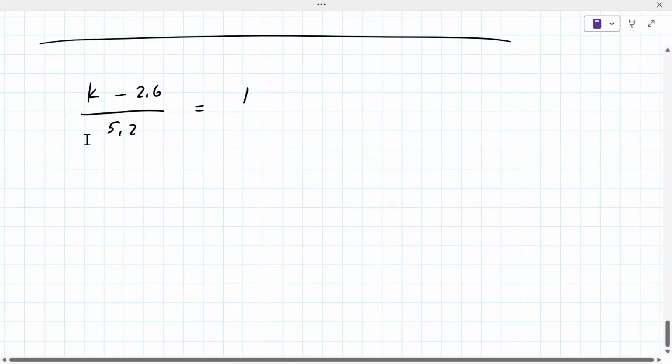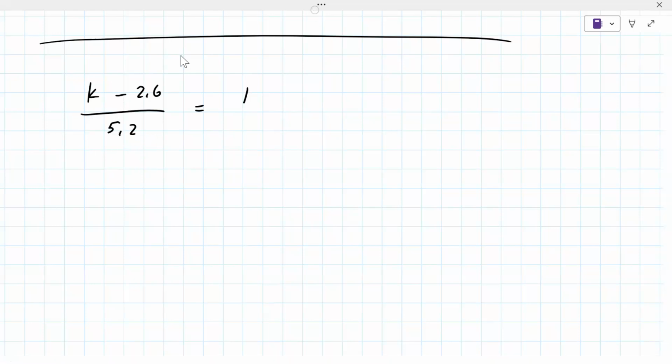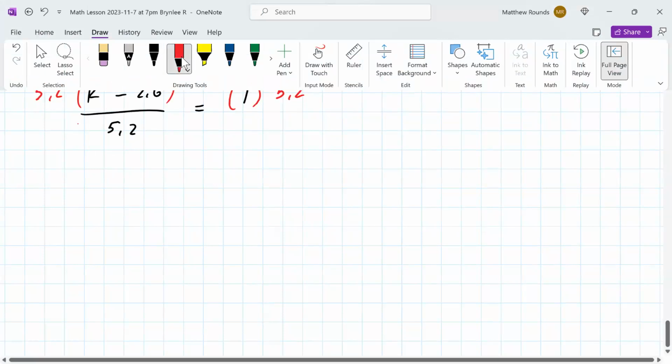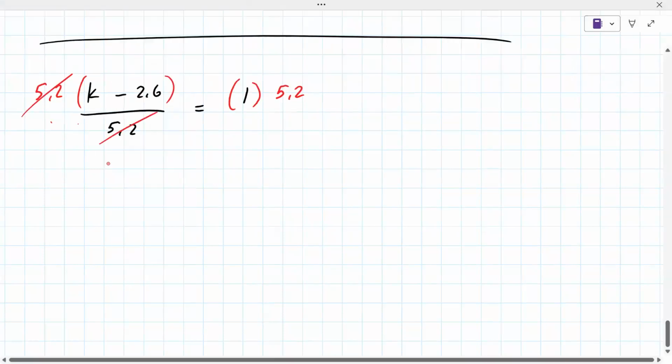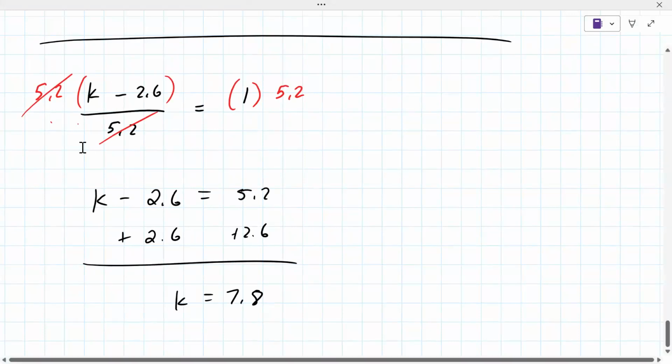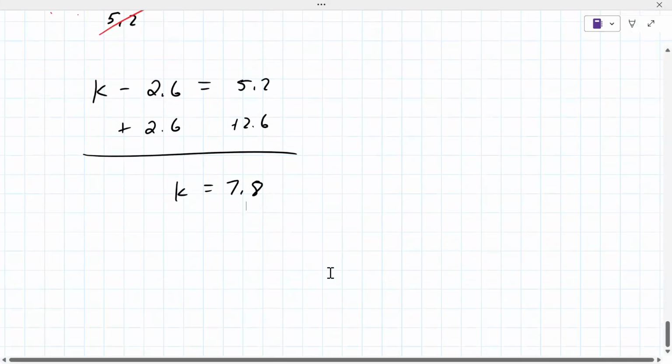Okay. So you want to undo the fraction first. You remember that? So you multiply both sides by 5.2. On the left, it does undo the fraction. So you're left with k minus 2.6 equals 5.2, and then you would add 2.6 to both sides. K would equal 7.8. You say you've seen something like that? Yes, no, maybe.